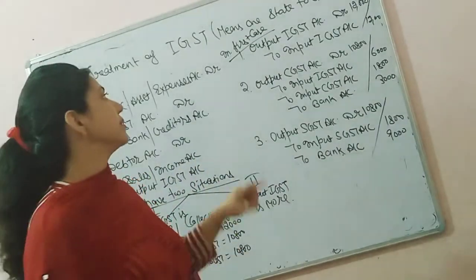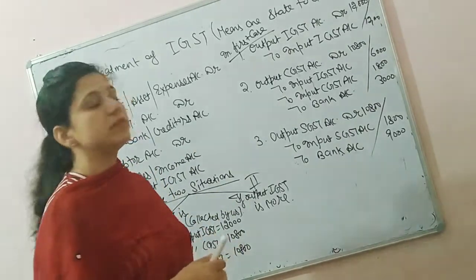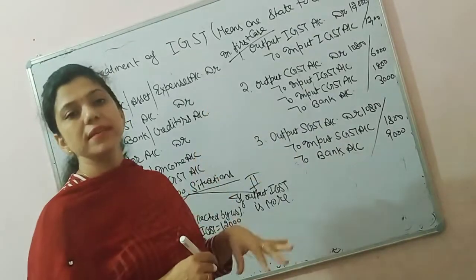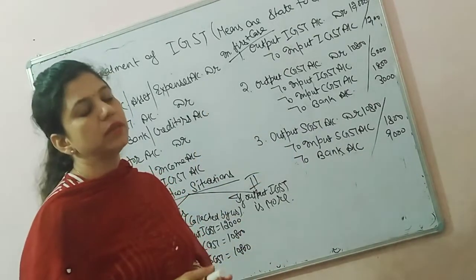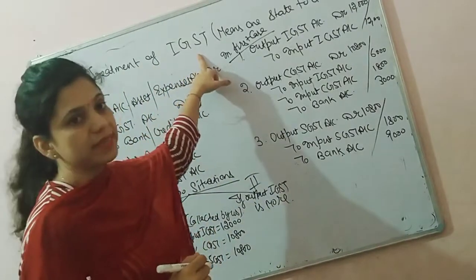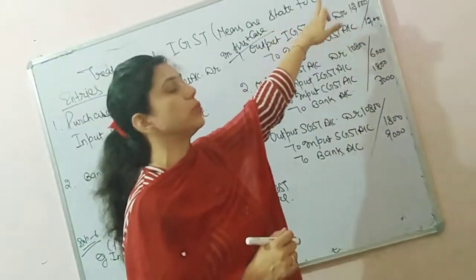Good morning, students. Previously, we have discussed treatment of CGST and SGST when goods are purchased and sold within the same state. So today we will discuss treatment of IGST, meaning purchase and sales from one state to another.